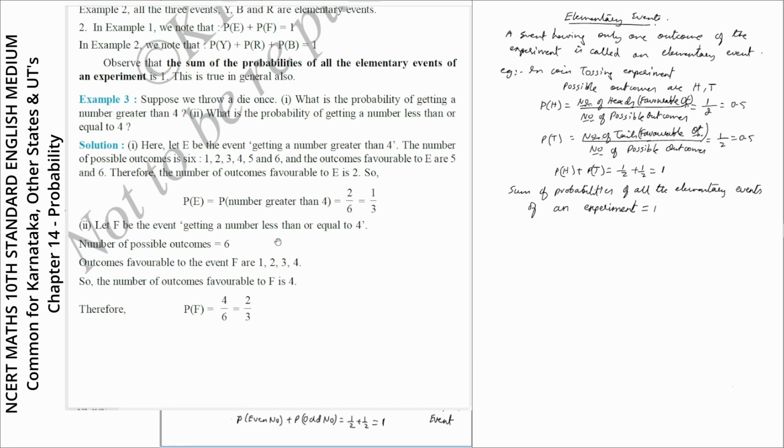Similarly, what is the probability of getting a number which is less than or equal to 4? See here, probability of an event getting less than or equal to 4. In these possible outcomes, how many numbers are there which are less than or equal to 4? 1, 2, 3 and 4. There are 4 numbers which are less than or equal to 4. Therefore probability of getting a number which is less than or equal to 4 will be equal to 4 divided by 6, which is equal to 2 by 3.